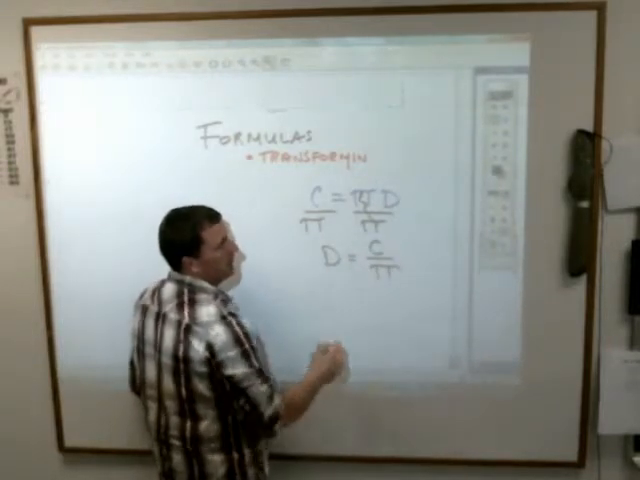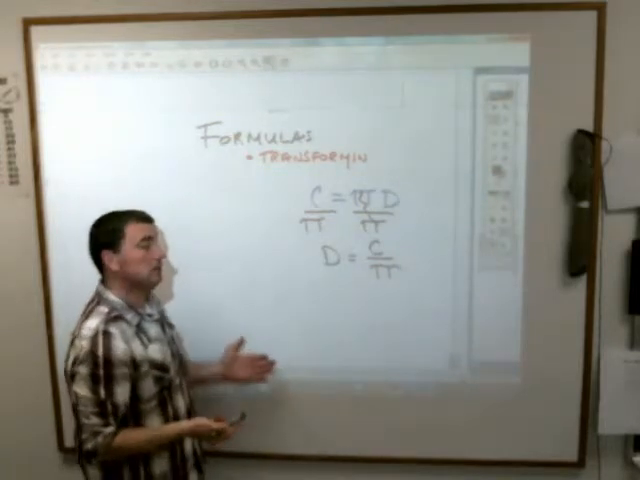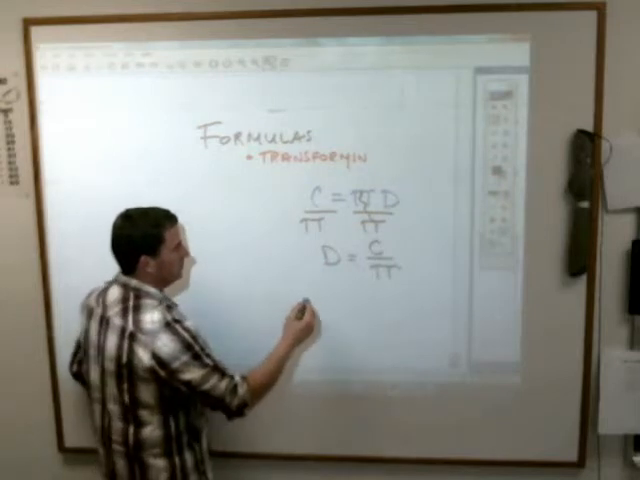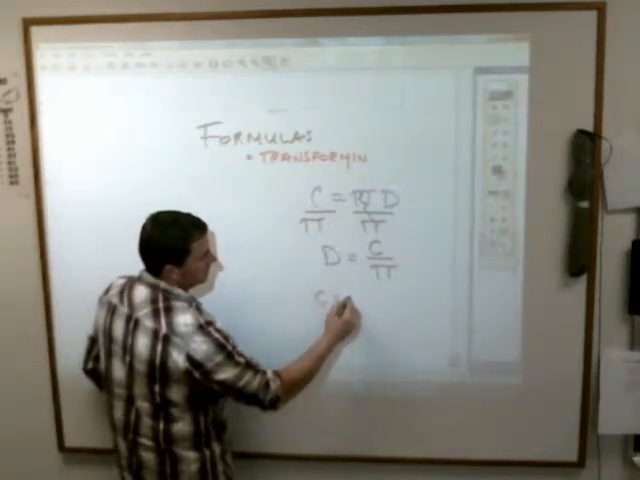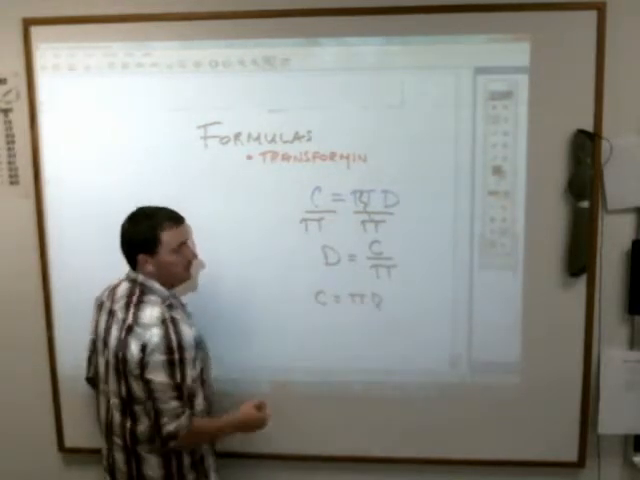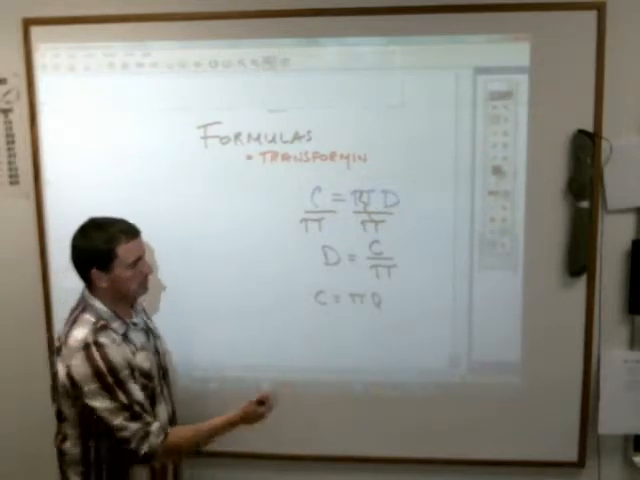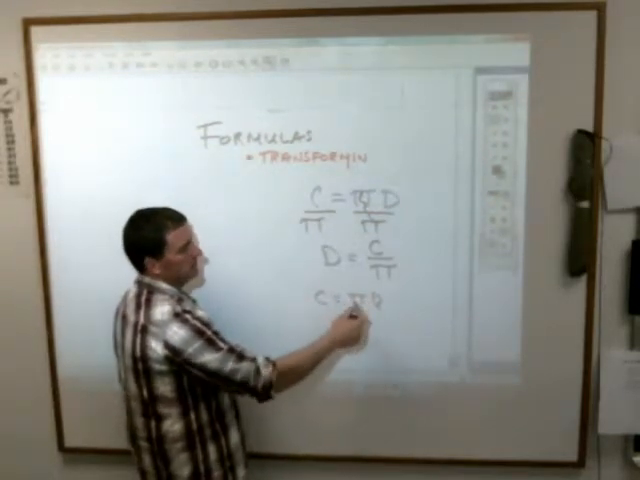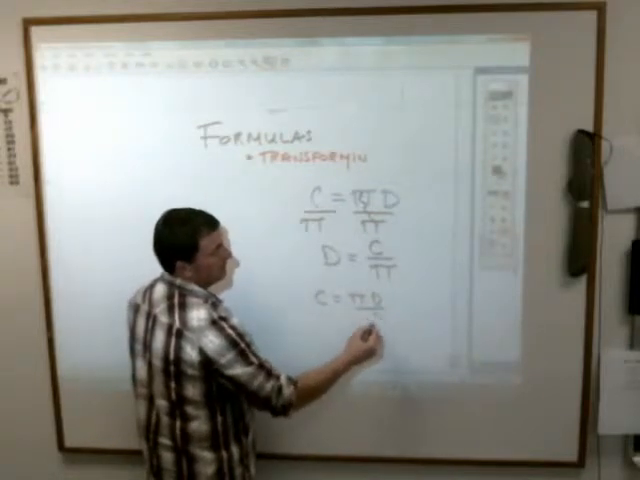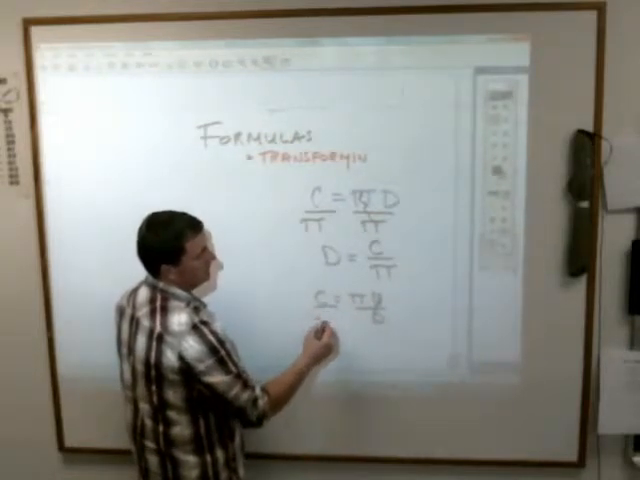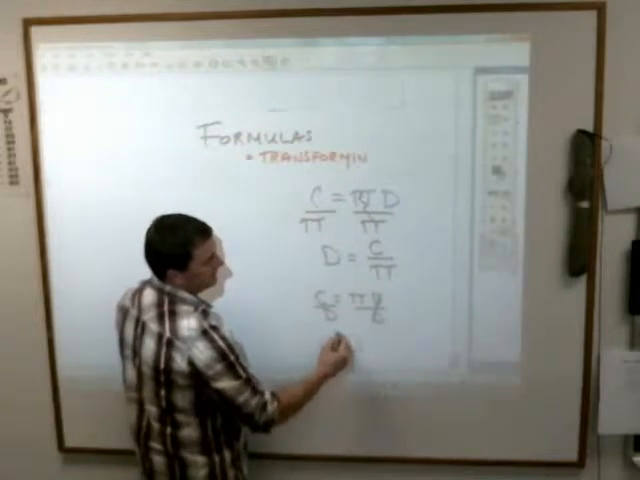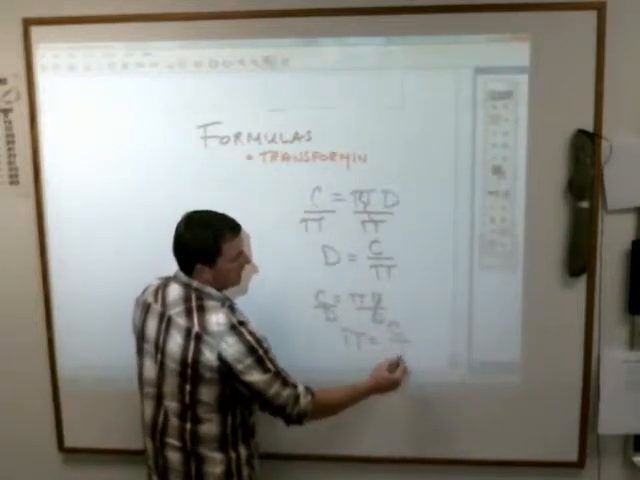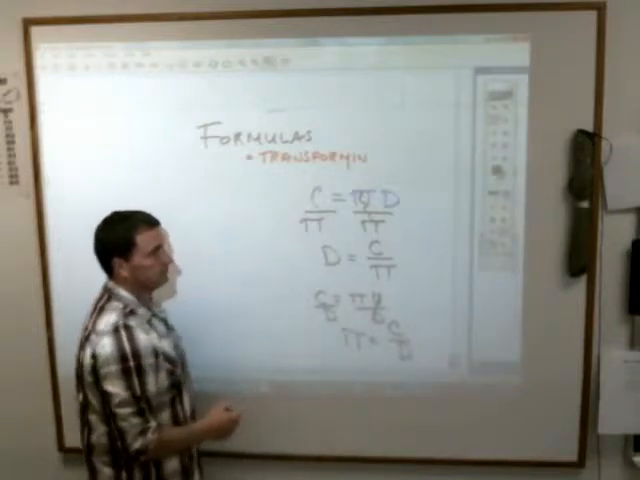Or, if I wanted to solve for pi, same formula there, don't lose me now. If I want to know how to find pi, what do I have to get rid of over here if I'm solving this for pi? The diameter. How do I do that? I divide by the diameter, and I divide by the diameter. So pi equals circumference divided by diameter.